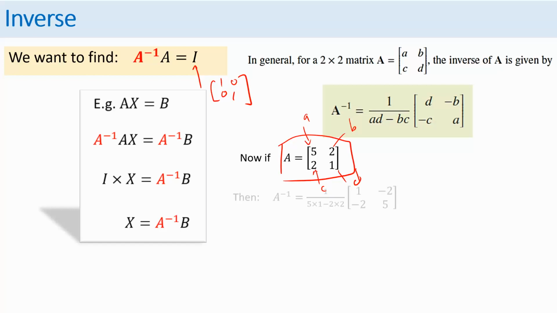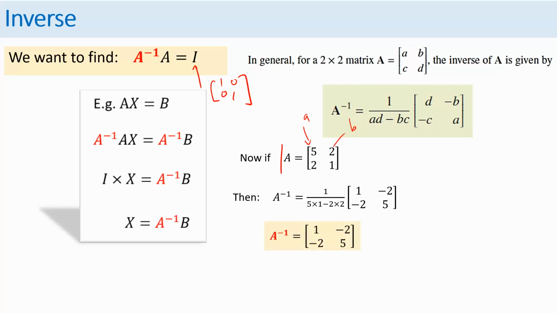So now if I use my rule, the rule is 1 over A times D minus B times C. So let's work that out. A, which is my 5, times D, which is 1, so I wrote 5 times 1, minus B times C, so B is 2 and C is 2, so 2 times 2. 5 take away 4 is 1. Now, be careful. Remember, this is being switched. D and A are switched positions. So that means 5 and 1 will switch position. That's why I've got a 1 and a 5 there.